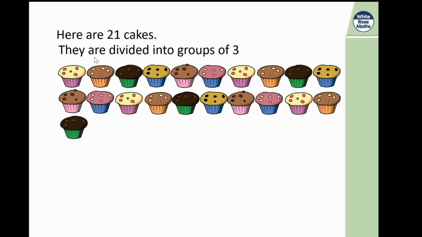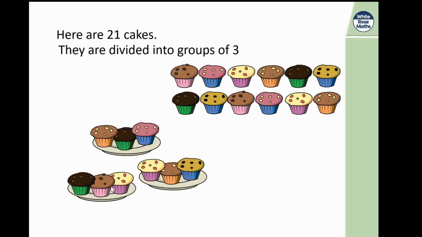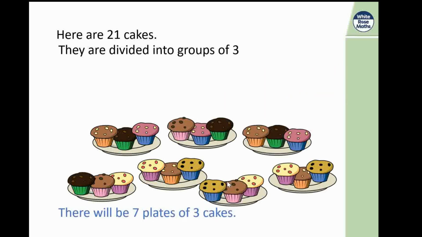There are 21 cakes. They're divided into groups of 3. Okay. Now it's going to, I see. So there's 3 cakes on each plate. How many plates do you think we will be using? So 7, right, good. Yep. Speed it up. There we go. 1, 2, 3, 4, 5, 6, 7.